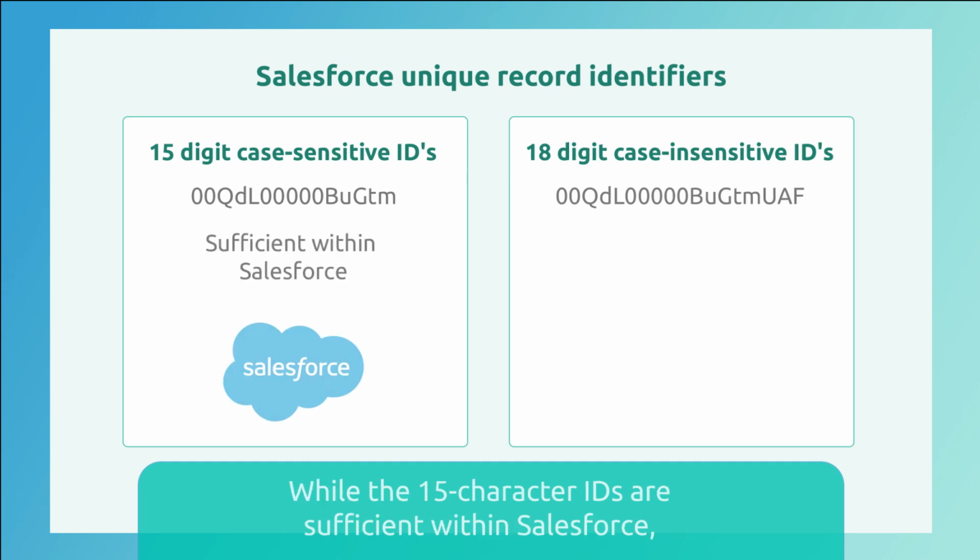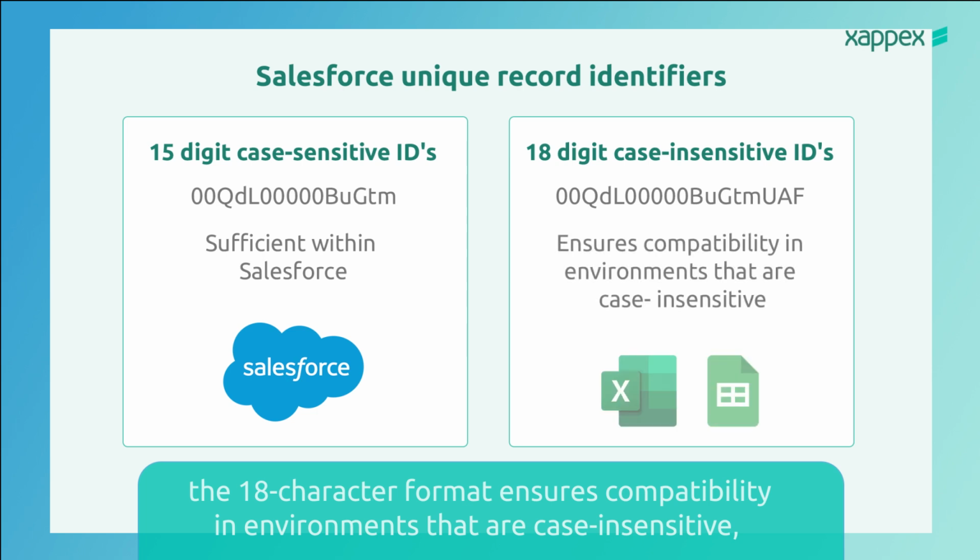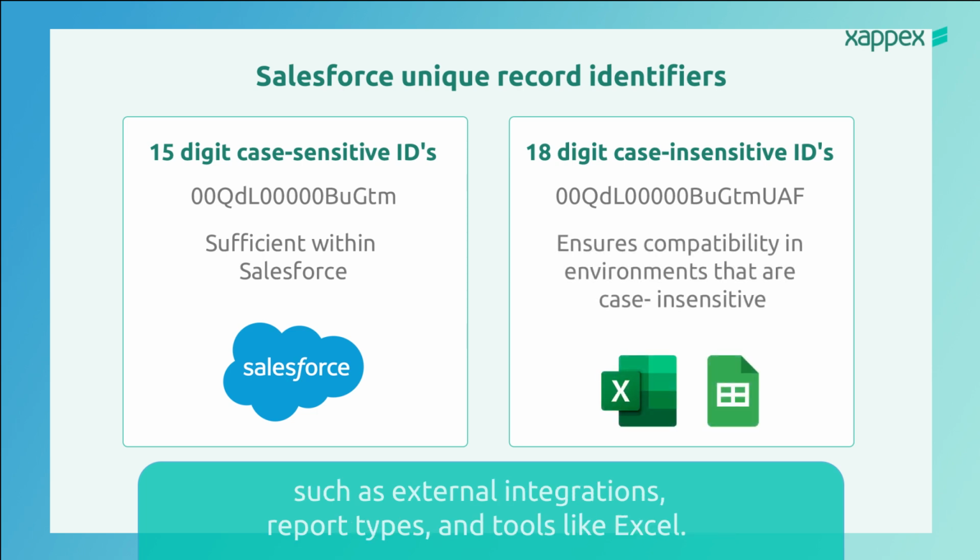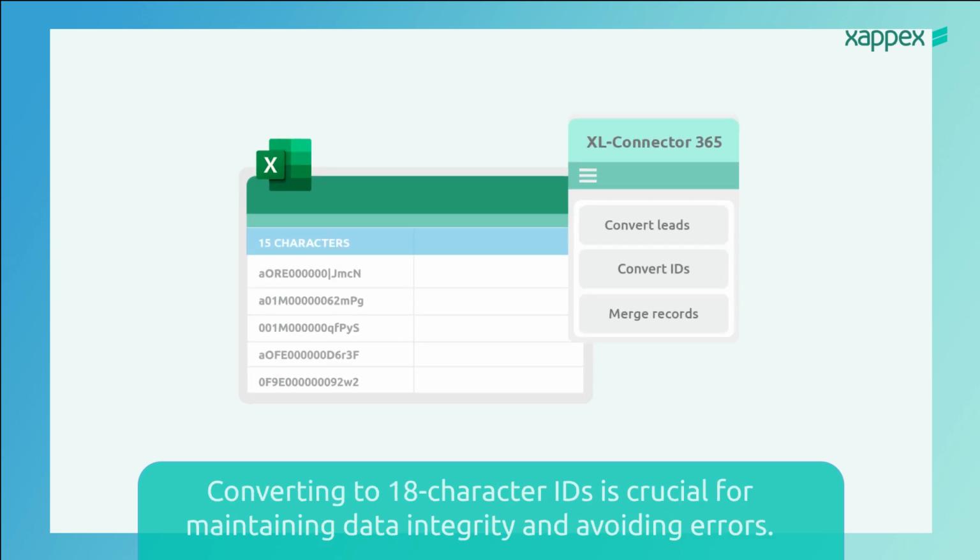While the 15-character IDs are sufficient within Salesforce, the 18-character format ensures compatibility in environments that are case-insensitive, such as external integrations, report types, and tools like Excel. Converting to 18-character IDs is crucial for maintaining data integrity and avoiding errors.